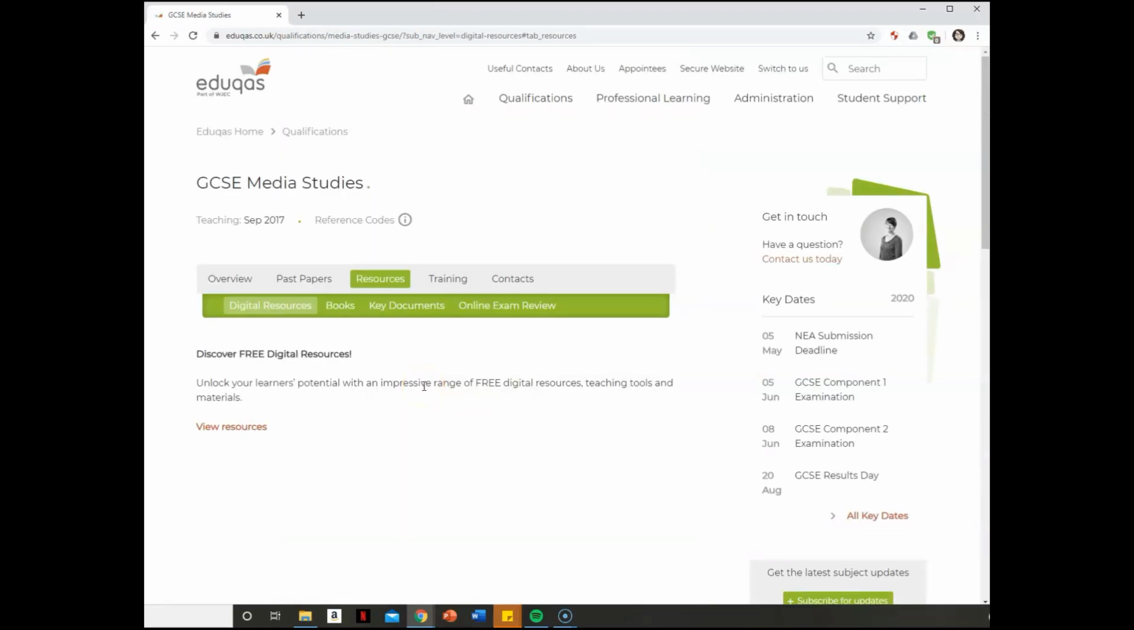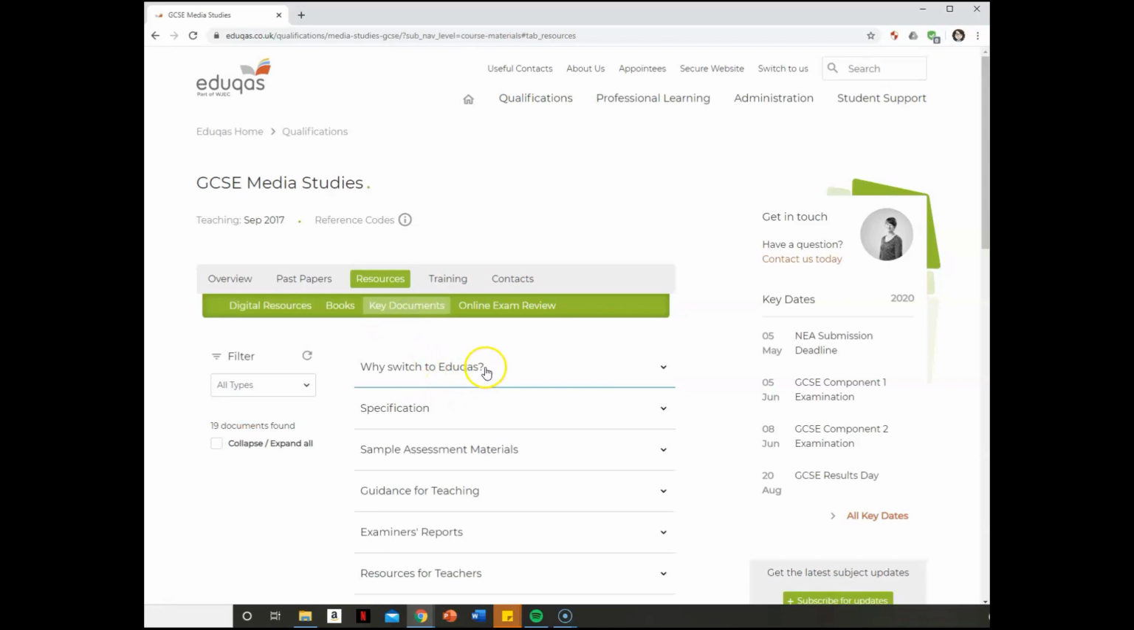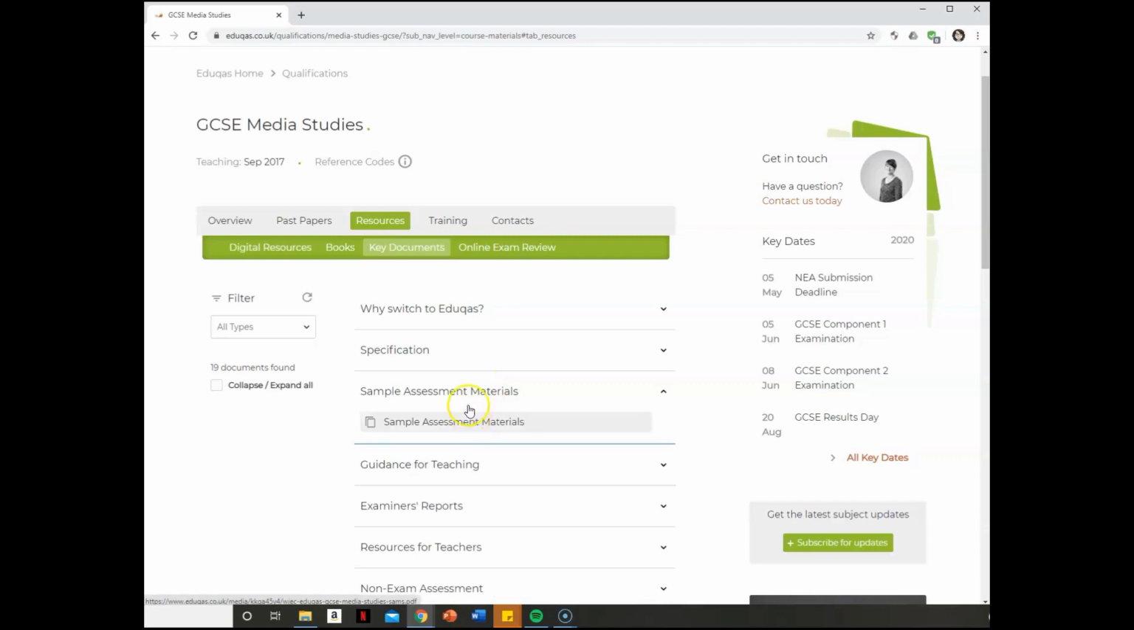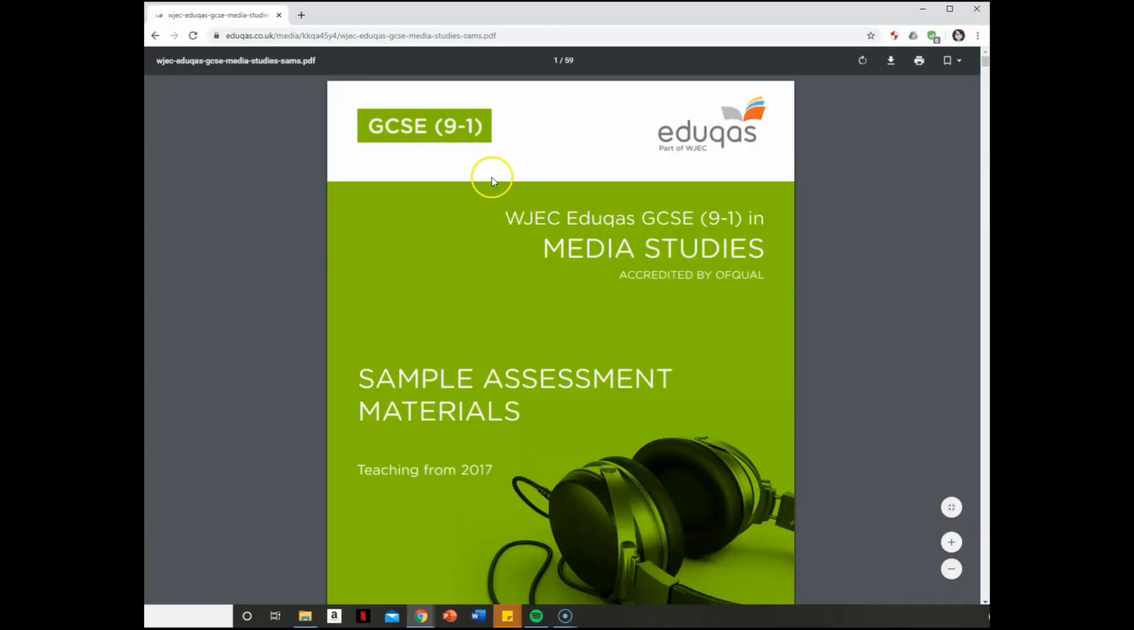So let's have a look then at the sample assessment materials, which are the things that I'm going to be looking at with you guys. If we go to key documents, here in the sample assessment materials, this is the stuff that you guys can access. So all you need to do is click on sample assessment materials and then the link underneath, and this will bring up what is quite a large document. As you can see, it's sort of 59 pages long.